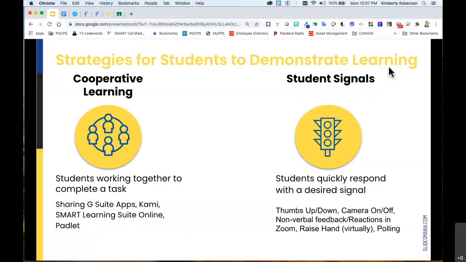Cooperative learning. Have students work together to complete a task to show their understanding. Use tools that allow collaboration, like the G Suite apps, Kami, Smart Learning Suite Online, and Padlet. Lastly, student signals. For quick exit tickets or quick review of student understanding, ask simple questions for students to quickly respond. Have them give a signal using thumbs up or down, turn their camera on or off, nonverbal feedback, or a quick poll survey.